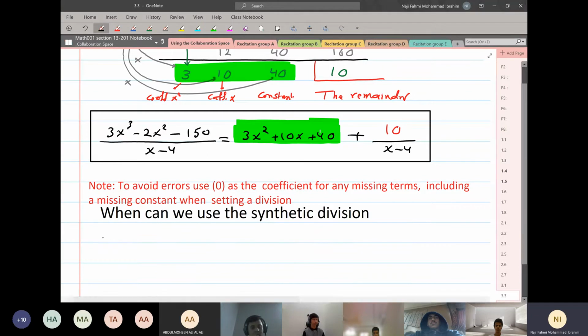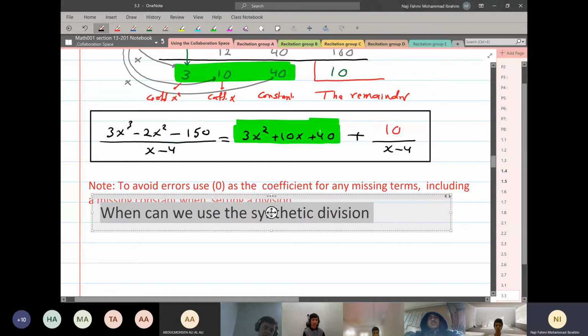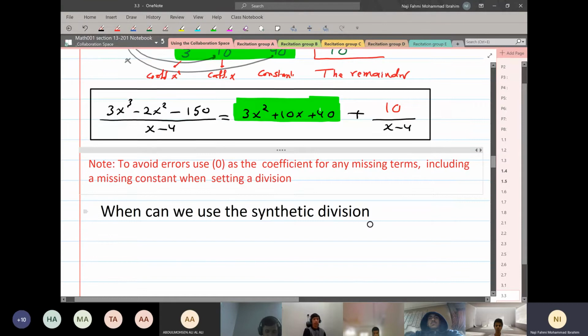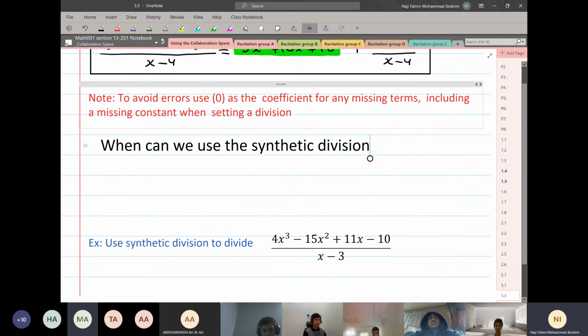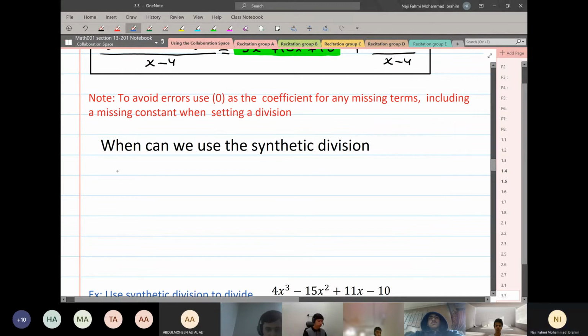So when do I divide? We have to satisfy two conditions. What are they? Let me introduce this to you. So when can we use the synthetic division? The answer is as follows, Shabab. If the divisor is in the form x minus a. What does that mean?